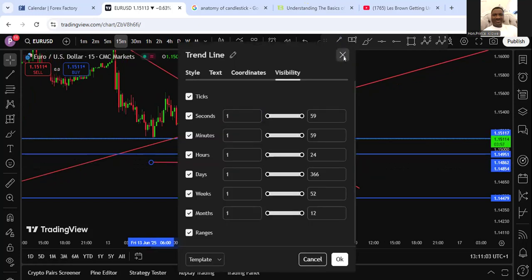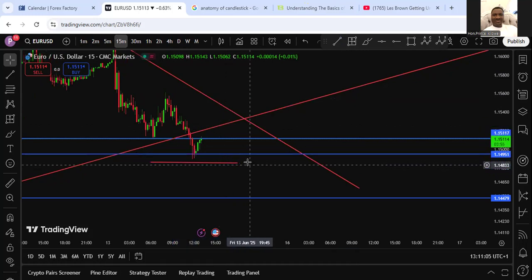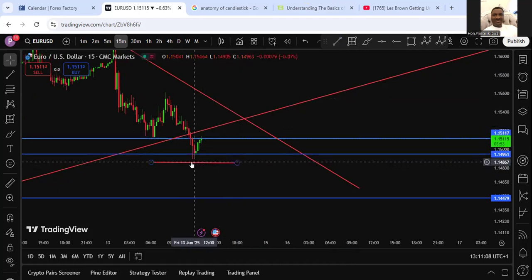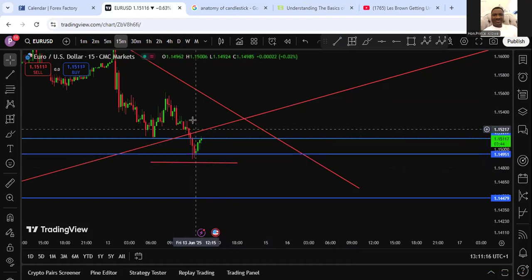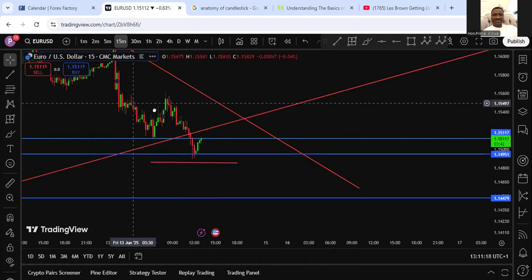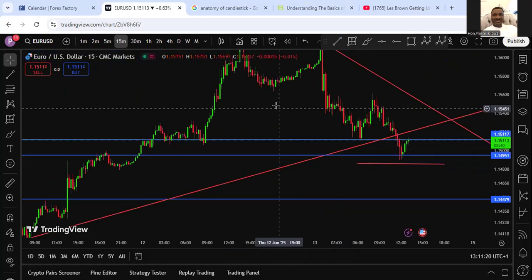Now your take profit is up. So this stop loss, if you want to place it, you just put your cursor here. This stop loss is 1.14867. You just put your stop loss here, and then your take profit is the next zone. So let's look for another engulfing candlestick again.